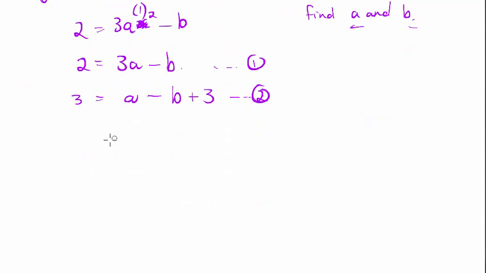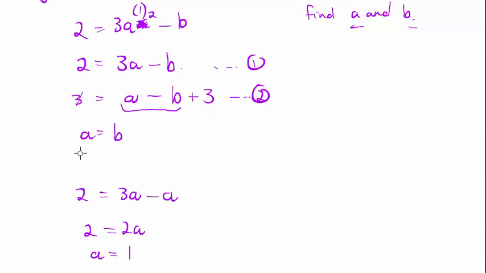Okay? To solve it, I see A is equal to B, in this case, when I solve this one. 3 on either side cancels, so A is equal to B. If I substitute that up here, then I get 3A minus, now I'm substituting B with an A, is equal to 2. So 2 is equal to 2A, that means A is equal to 1, and since they're the same, B is equal to 1 as well.